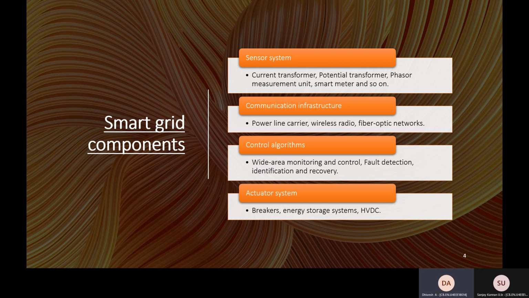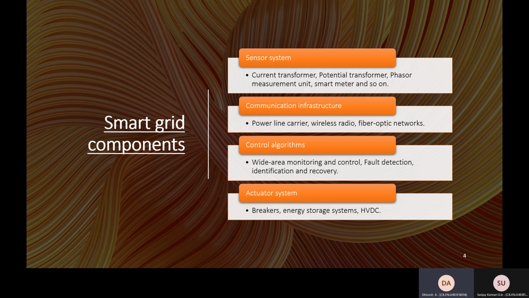The second one is communication infrastructure. So, electric system that uses information, two-way, cyber secure communication technologies, and computational intelligence in an integrated fashion across the entire spectrum of the energy system from the generation to the end point of the consumption.